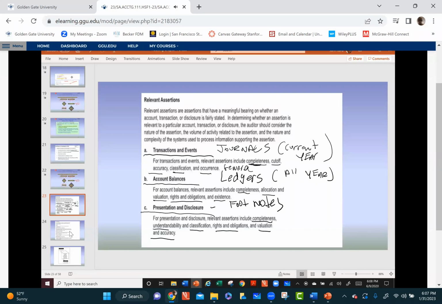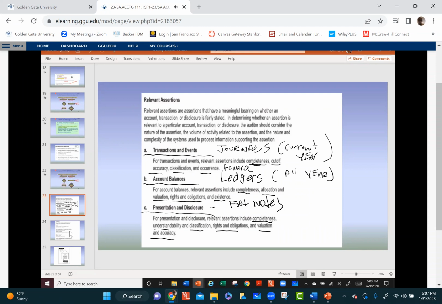I don't want management to accidentally forget to record a transaction during the year. So what I'm going to do is take completeness as an assertion. I'm going to look for internal controls that would prevent or detect them making that potential mistake, that thing that went wrong: they accidentally forget to record a transaction.